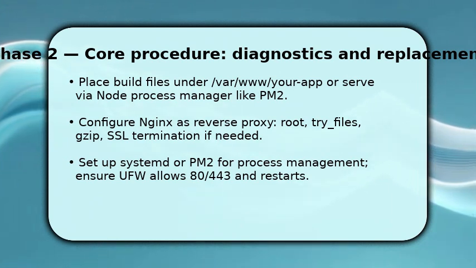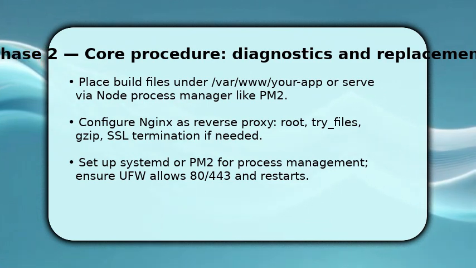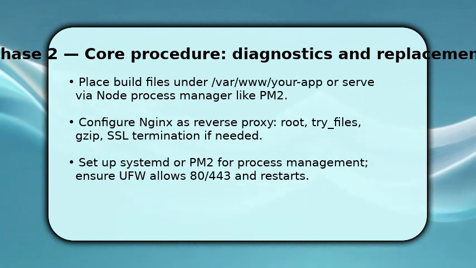If you prefer a Node server, start it with PM2 and create a startup script. Then validate file permissions, test endpoints with curl, and iterate until responses look correct.